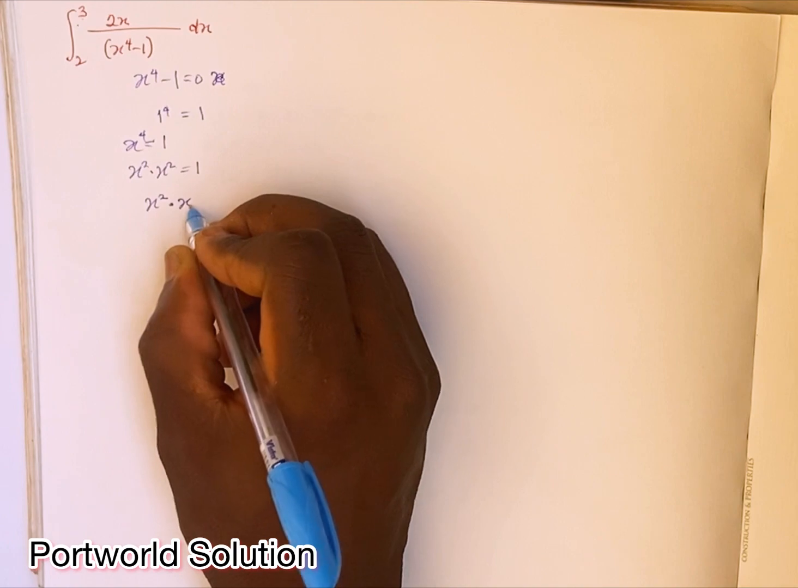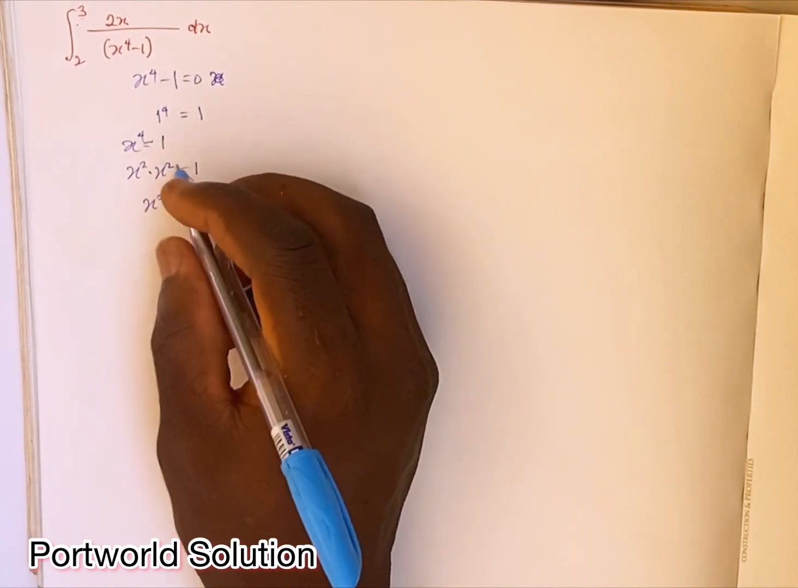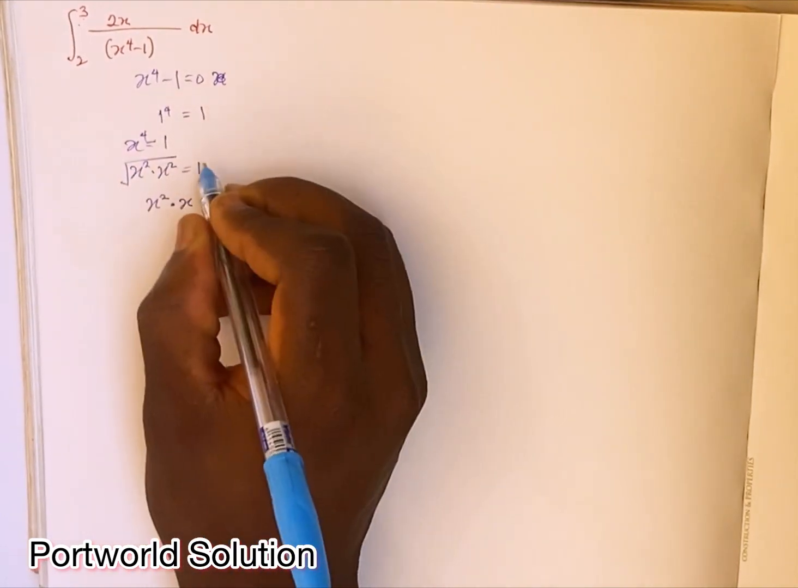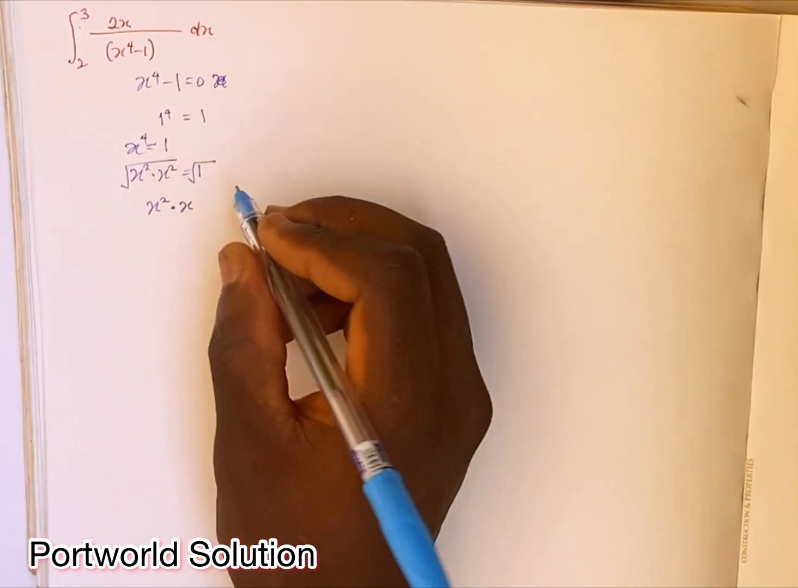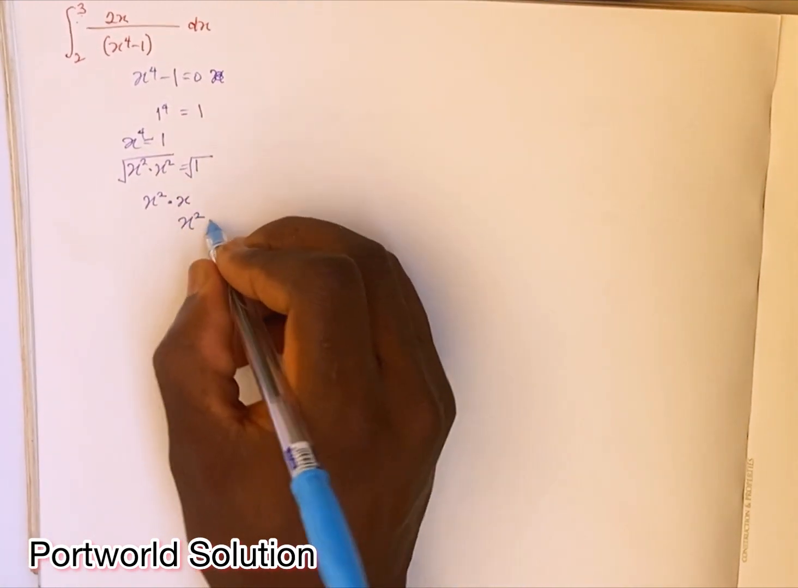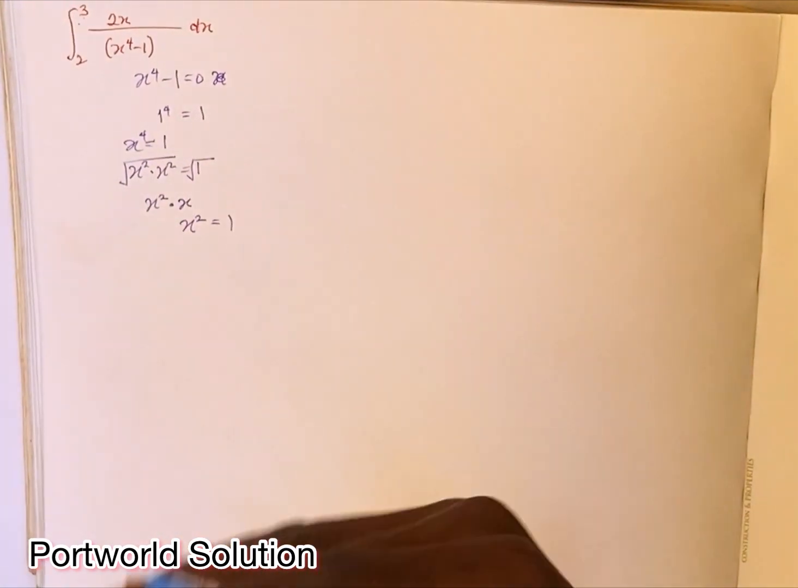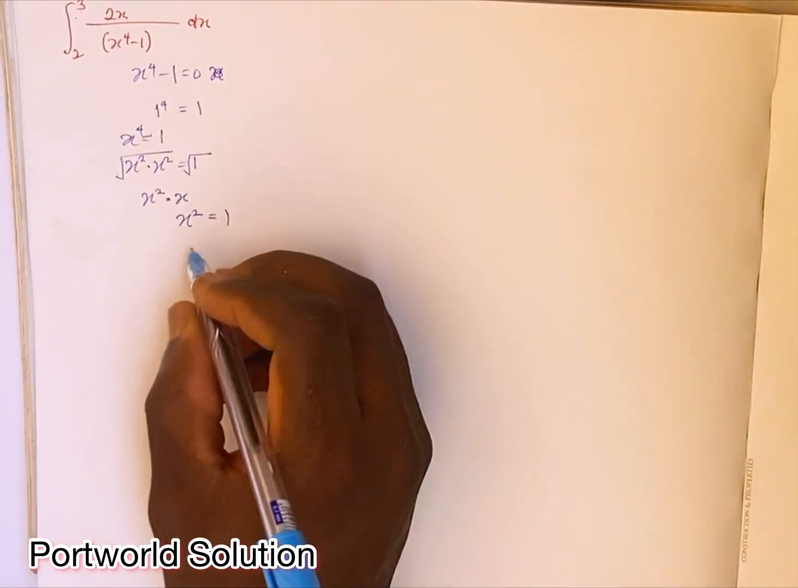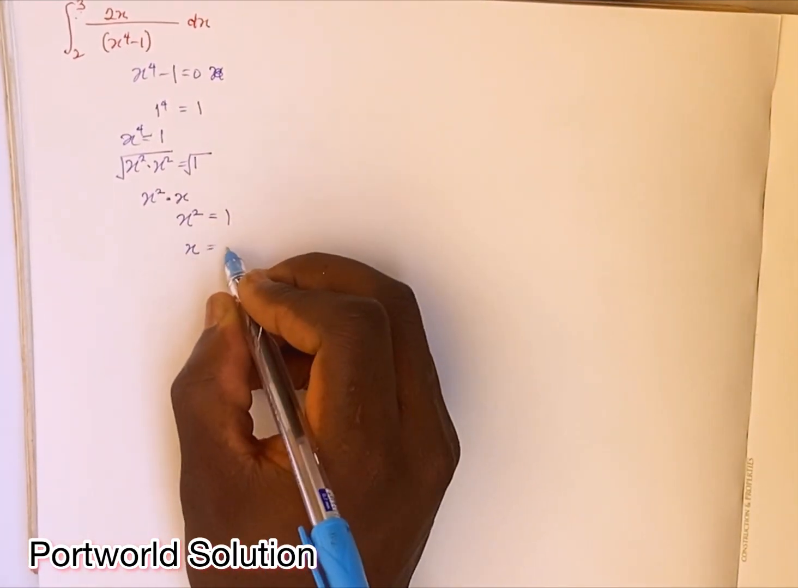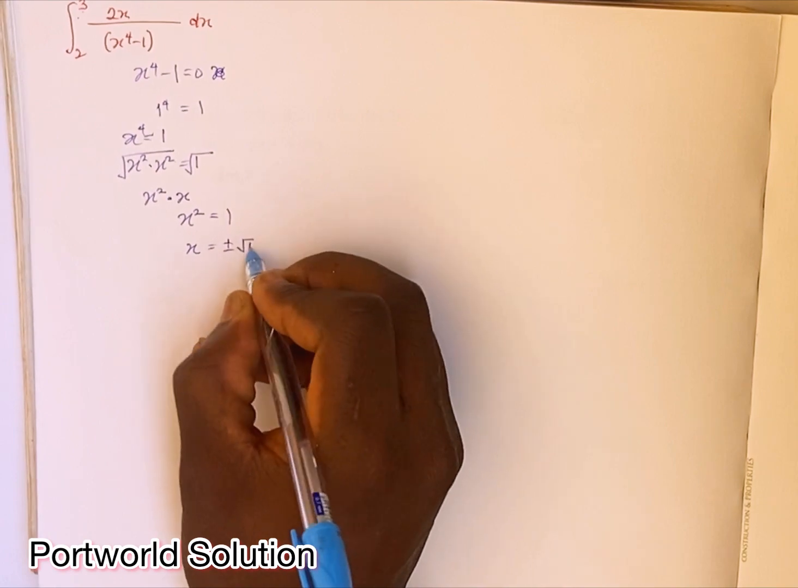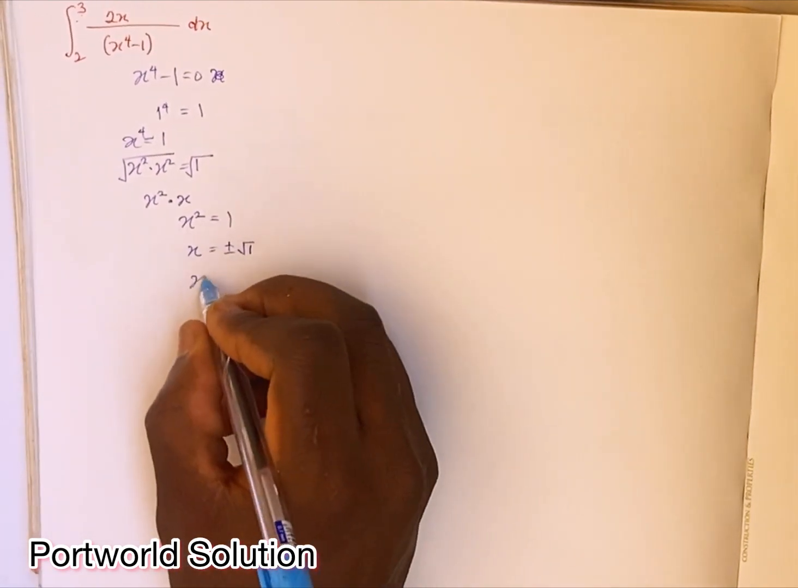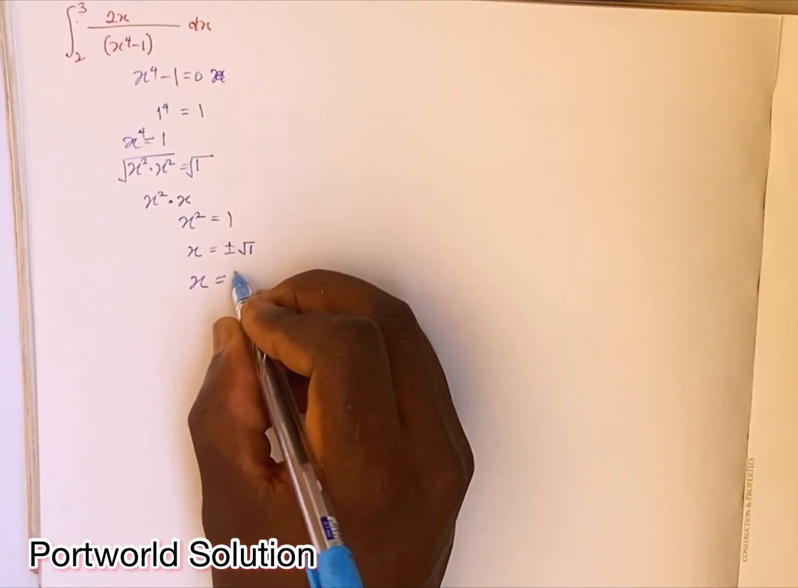Then I find the square root of both sides. Breaking it down, I'm going to have x squared equal to 1. So I can just have x equals what? Plus and minus root of 1. That means I'm having x equal to plus or minus 1.